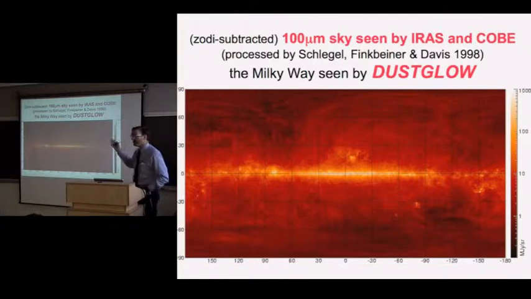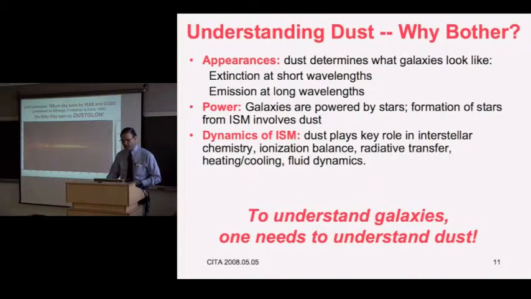But we are not seeing starlight here. Virtually none of these photons came from the surface of a star. Essentially all of them, almost all of them, were emitted by dust grains. So we're observing the galaxy by the glow of dust grains. So this is the galaxy by dust glow.